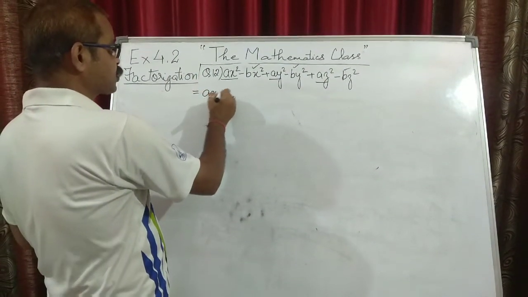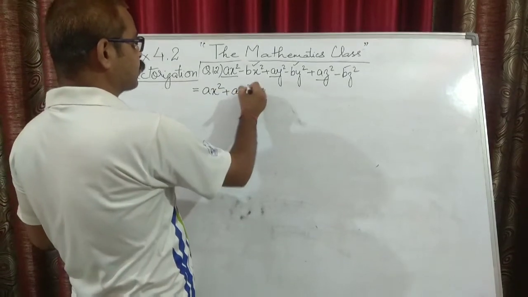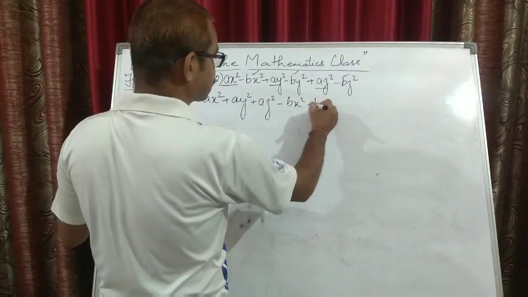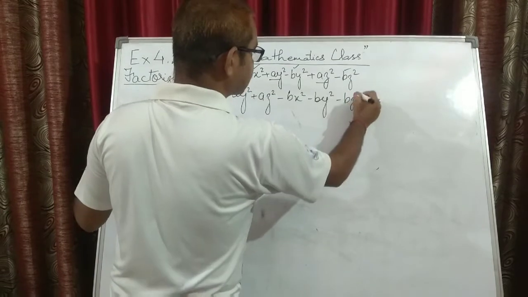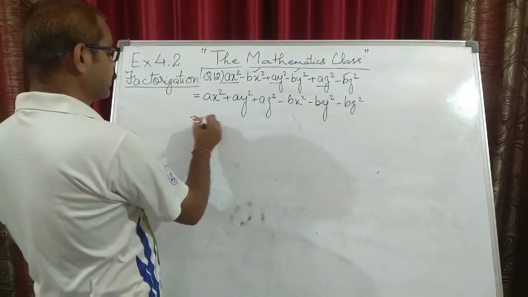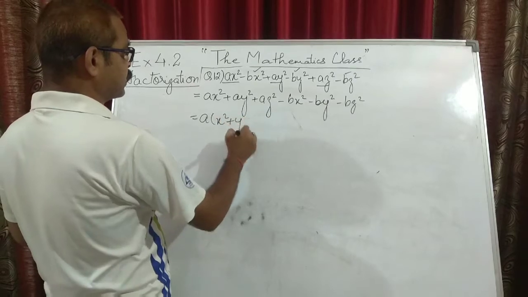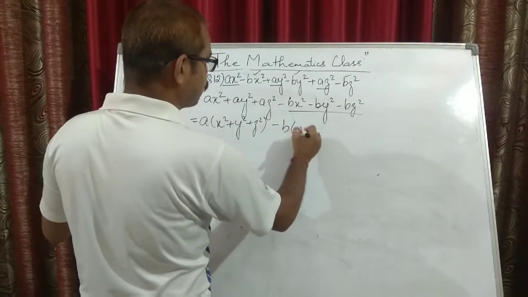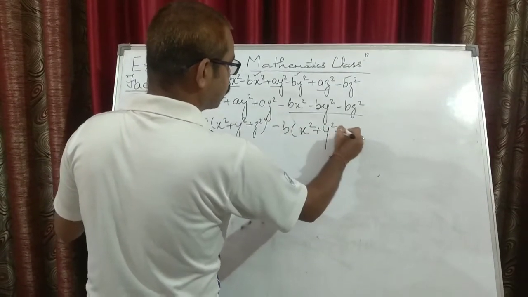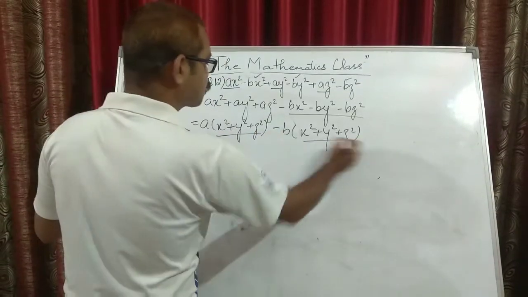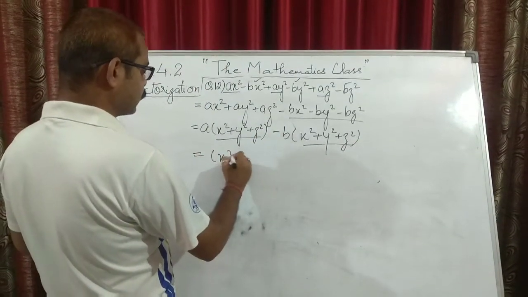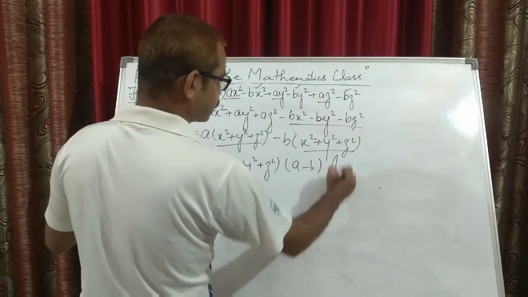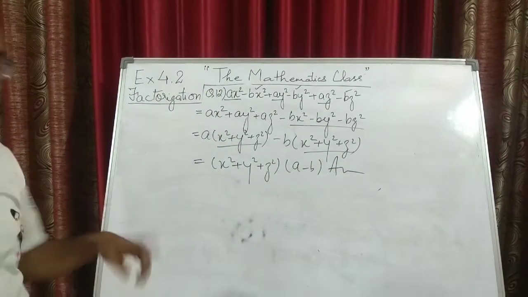From this I am taking ax square plus ay square plus az square minus bx square minus by square minus bz square. Now a is common, so we will be getting x square plus y square plus z square. In the second set we can take minus b common, so x square plus y square plus z square. Now we can take these two common, so x square plus y square plus z square and a minus b, that is the final value. This finishes your exercise 4.2.